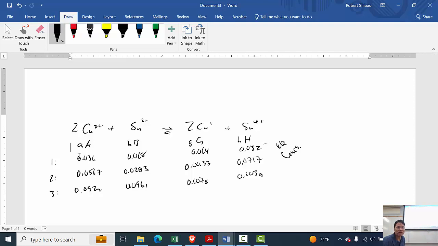So one of the guesses, there might be some kind of ratio. So let's go ahead and take the ratio of the products over the reactants. So I'm going to put the copper, the tin 4 up here, and then divide that by the copper 2 and the tin 2 down here. And let's see if there's a pattern here. So the first one, I'm going to just take 0.064 times 0.032.